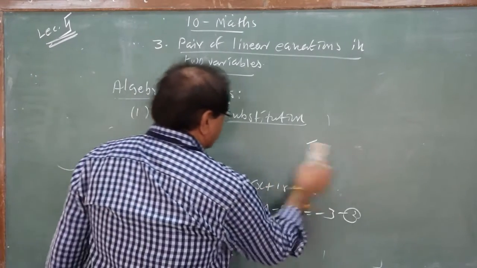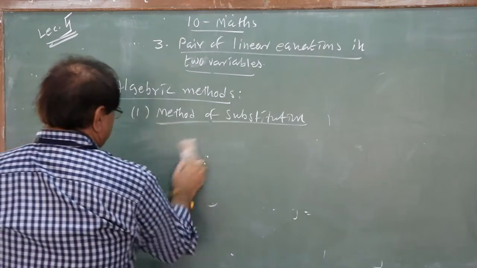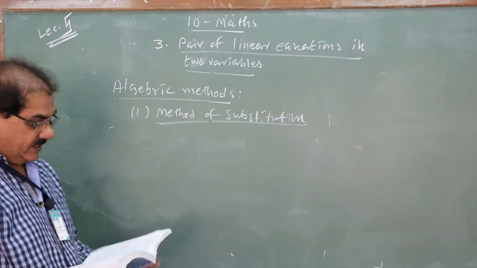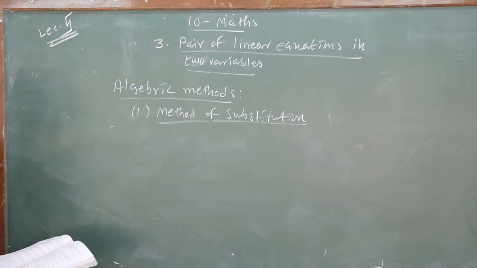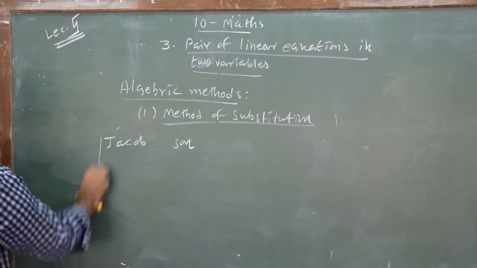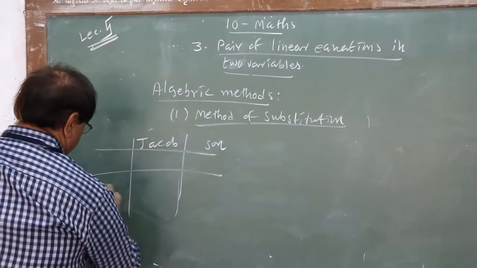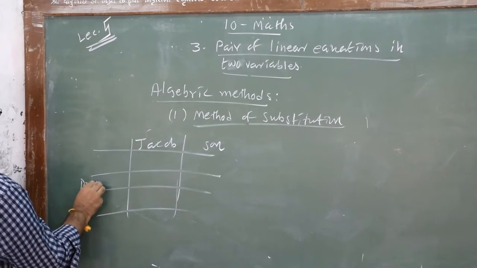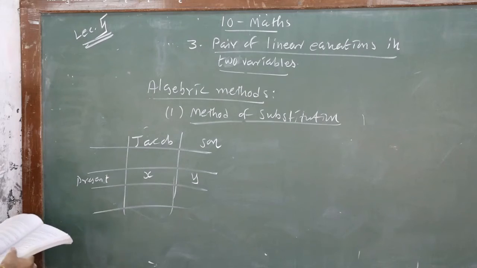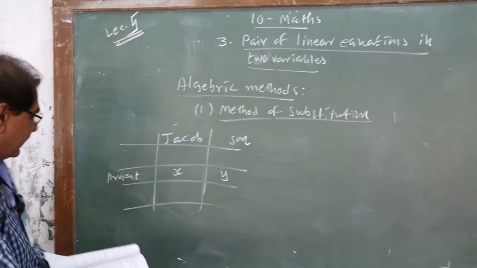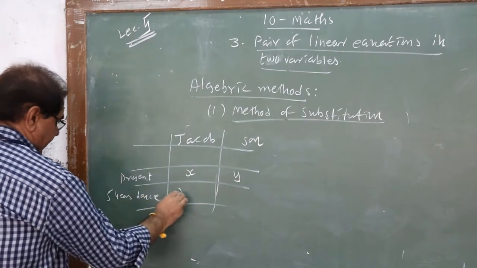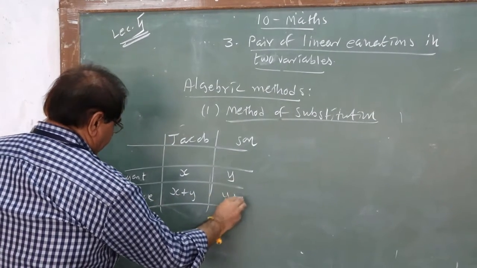We did one question today in the beginning of the 4th lecture, the age of the father and the daughter. Same type of question here. 2 characters, Jacob and his son. Suppose the present age of Jacob is x and that of the son is y. Now read the question. 5 years hence means after 5 years. So it is x plus 5 and y plus 5.